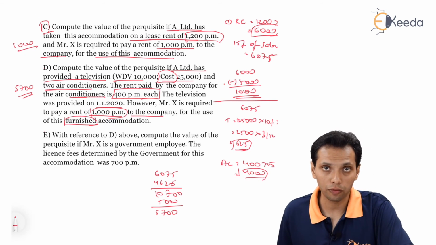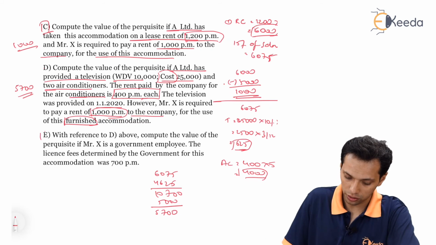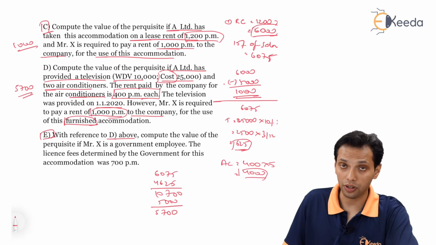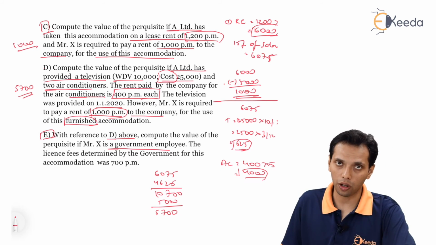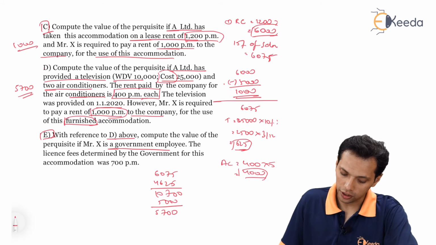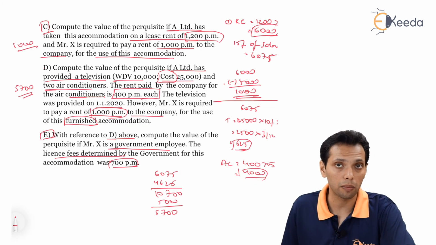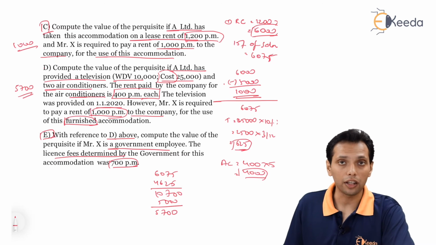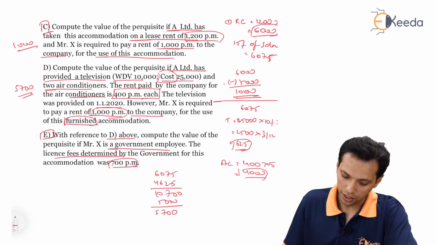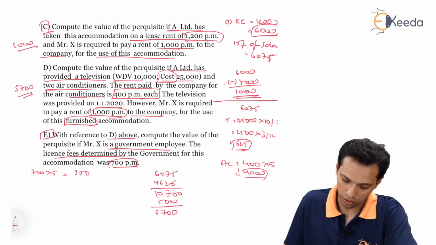Now the last part of the question is E part. With reference to D above, compute the value of the perquisite if Mr. X is a government employee. The license fee determined by the government for this accommodation is 700 per month. So here the rental income in a way is the license fees. License fees is nothing but 700 into 5, which happens to be 3500.